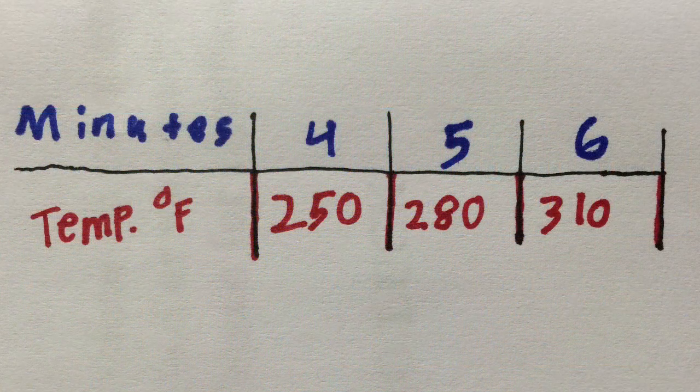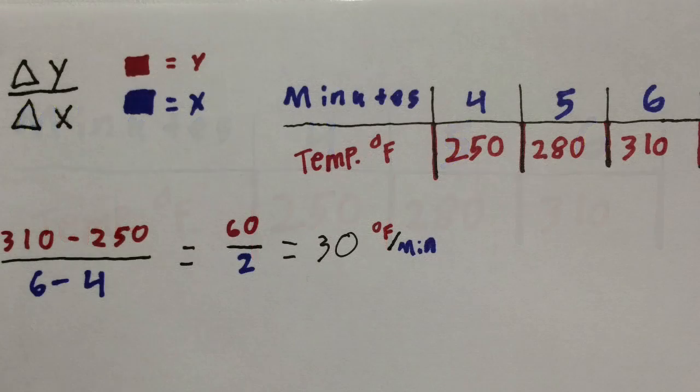So first we need to find our change in y. At minute 6, the temperature is 310 degrees. At minute 4, the temperature is 250 degrees. 310 minus 250 gives us 60. And then our change in x would be 6 minus 4, which is 2. So our average rate of change at this point in time is 30. So our final answer is 30 degrees Fahrenheit per minute.